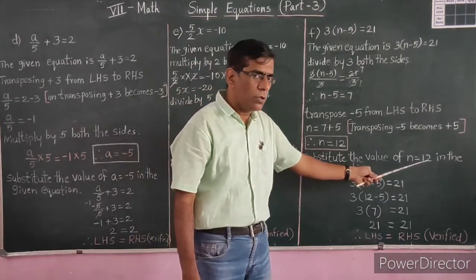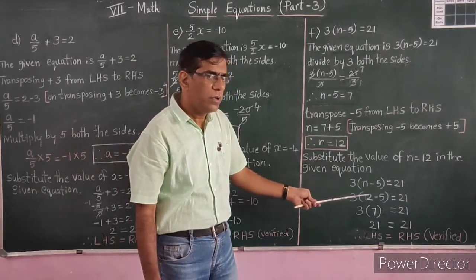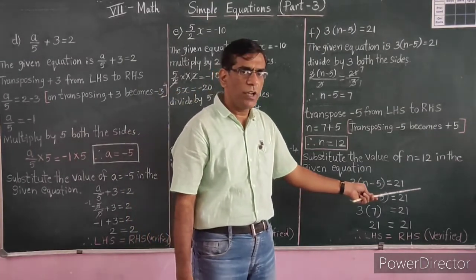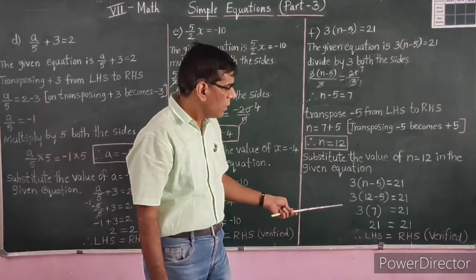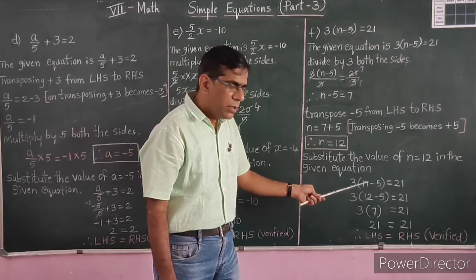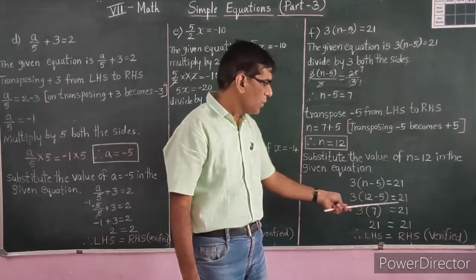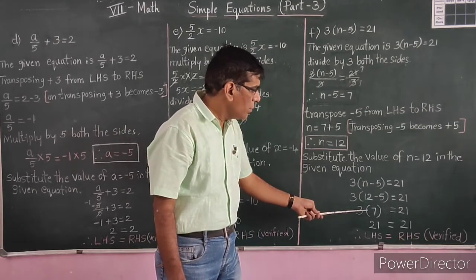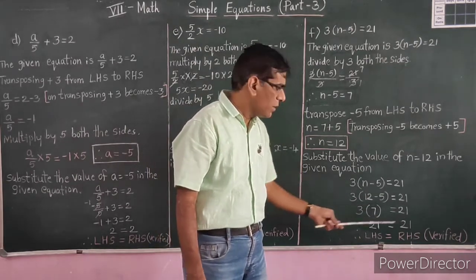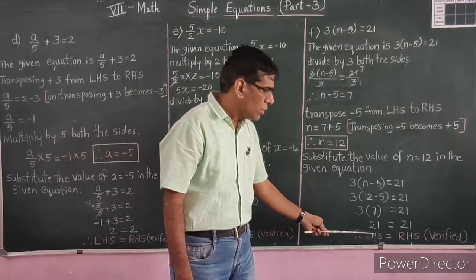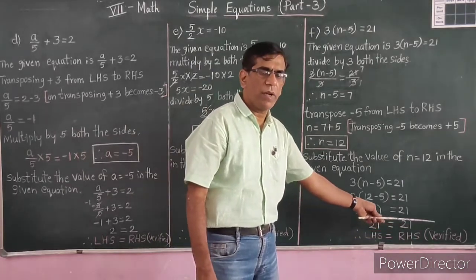Substitute the value of n is equal to 12 in the given equation. The given equation is 3 of n minus 5 is equal to 21. 3 of the value of n, which is 12, minus 5 is equal to 21. 3 into 12 minus 5, the difference is 7, is equal to 21. 3 sevens are 21, which is equal to 21. Therefore, LHS is equal to RHS. It is verified.